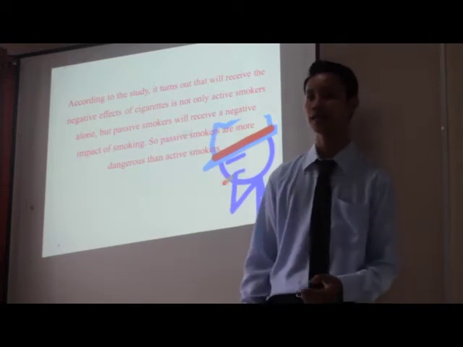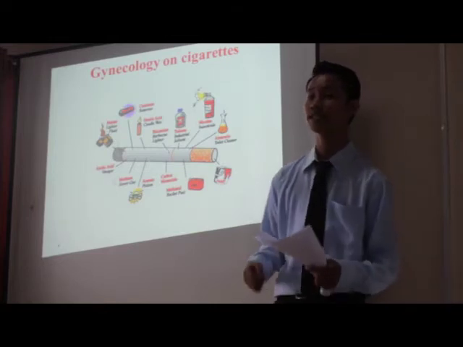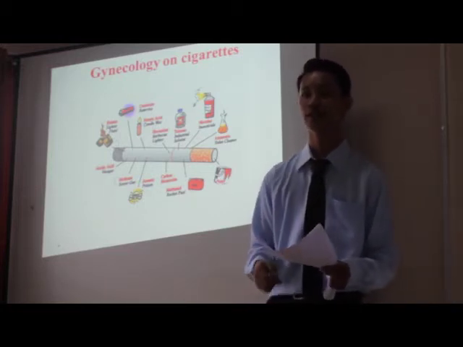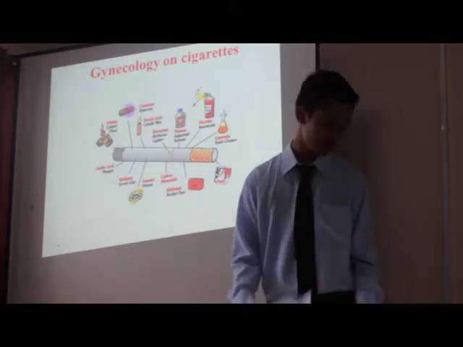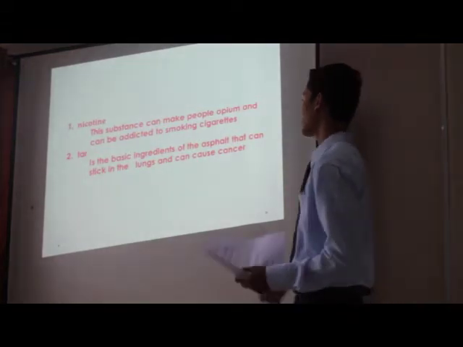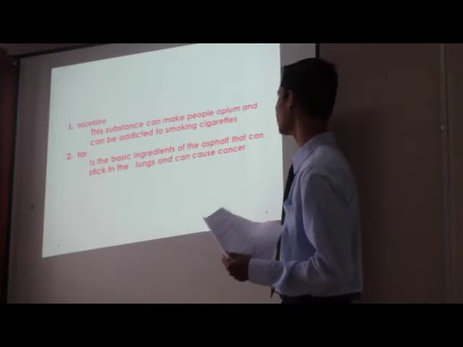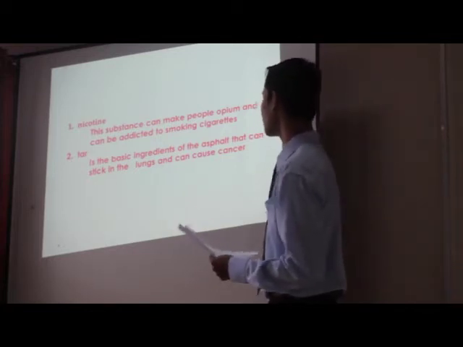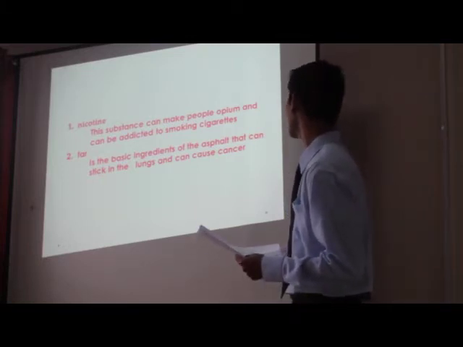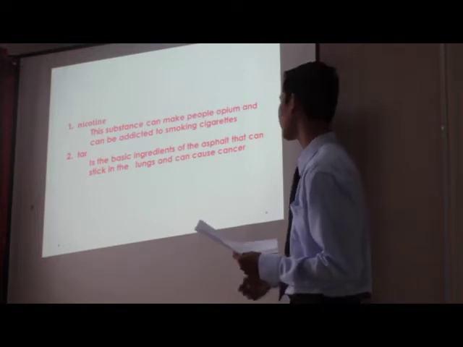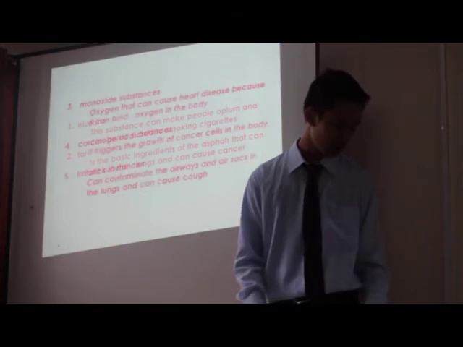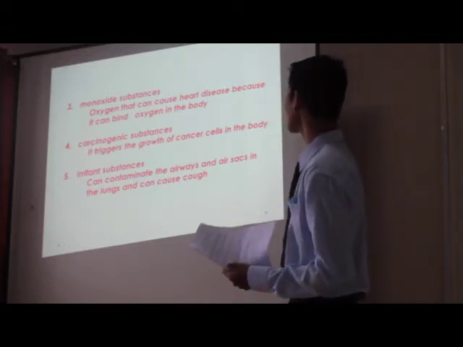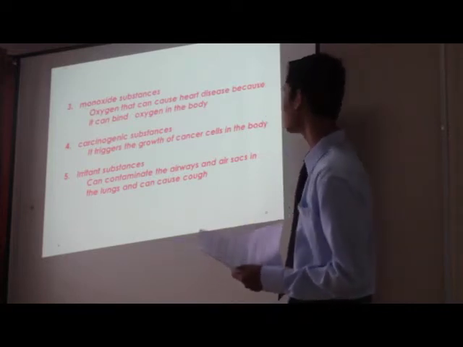The next point is about the content inside the cigarette. Cigarettes can be so dangerous due to the content in cigarettes. The following are the substances in cigarettes. Number one, nicotine can make people addicted to smoking cigarettes. Number two, tar has the basic characteristics of asphalt that can stick in the lungs and can cause cancer. Number three, carbon monoxide substances can cause heart disease because they reduce the oxygen carried in the body.